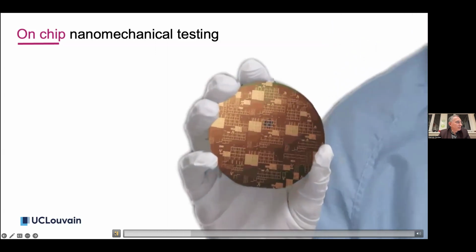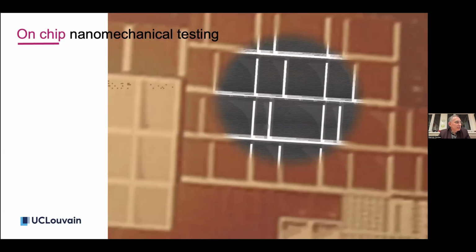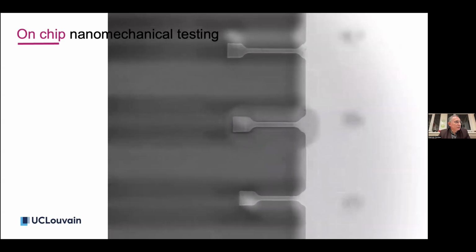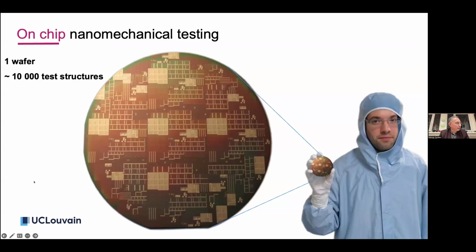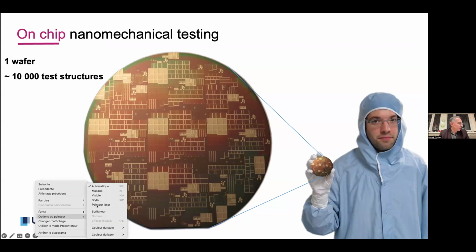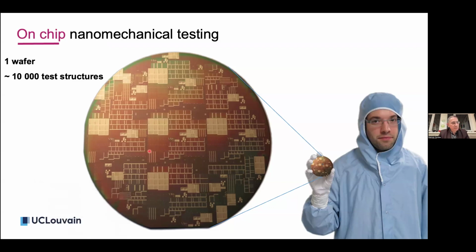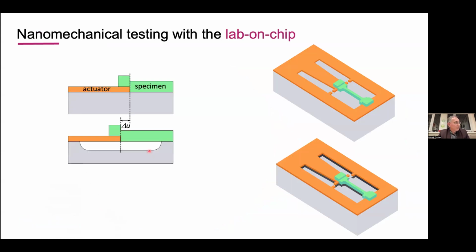But if you zoom in here, what you will find is not transistors or electronic components, but deformation experiments. So this is a way to have, on a silicon wafer, many deformation experiments and to get a lot of information. So how does this work?